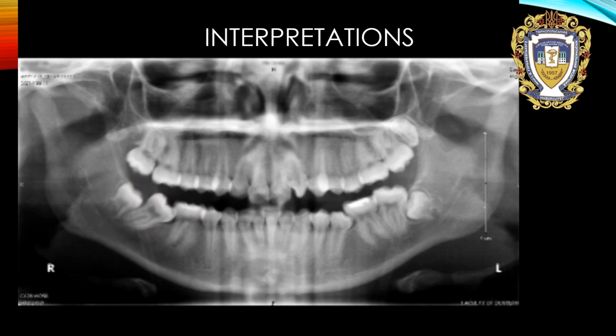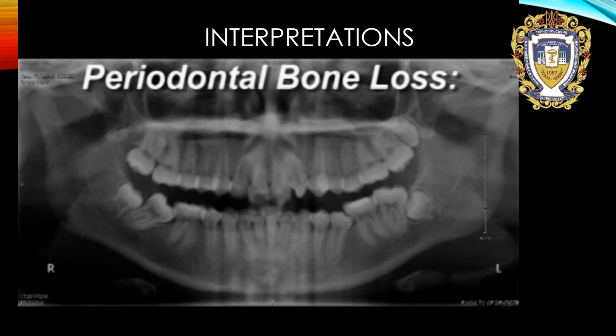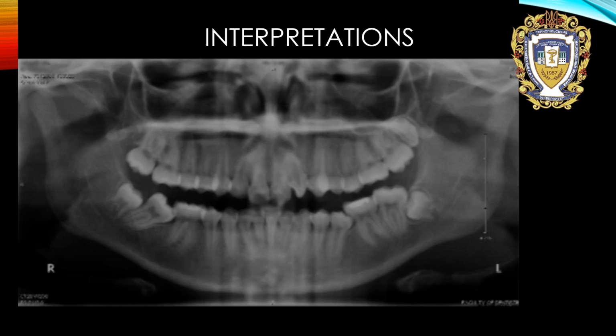This sequence is followed for each quadrant in a clockwise direction around the arches, beginning with the posterior fourth quadrant. Begin examining the alveolar process by assessing the crestal bone position and identifying any periodontal bone loss, including horizontal, vertical, and furcation defects.